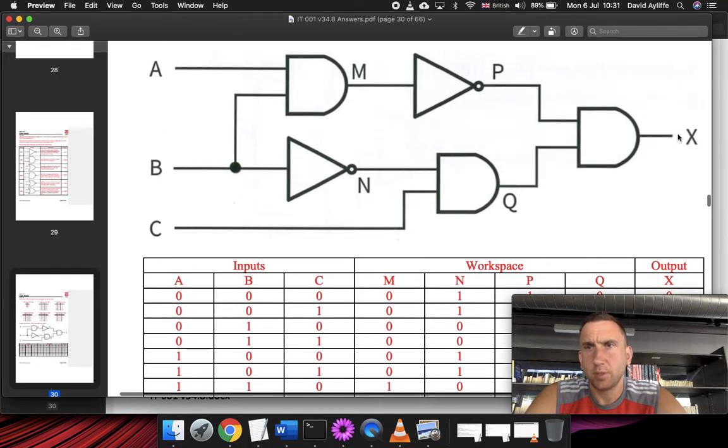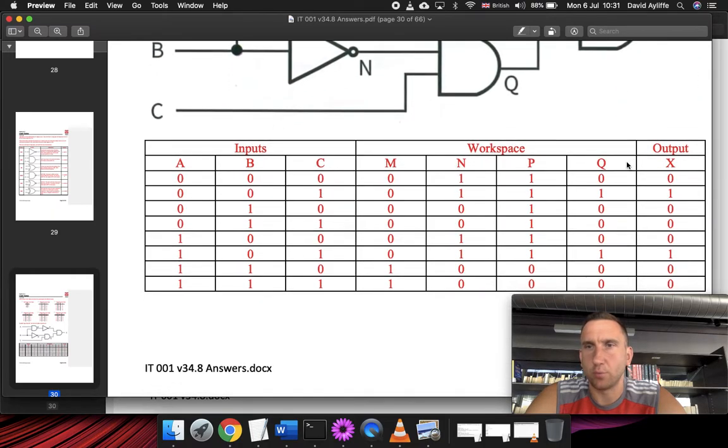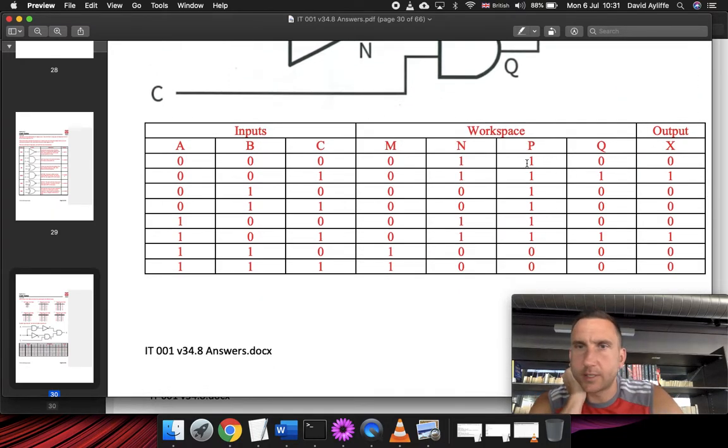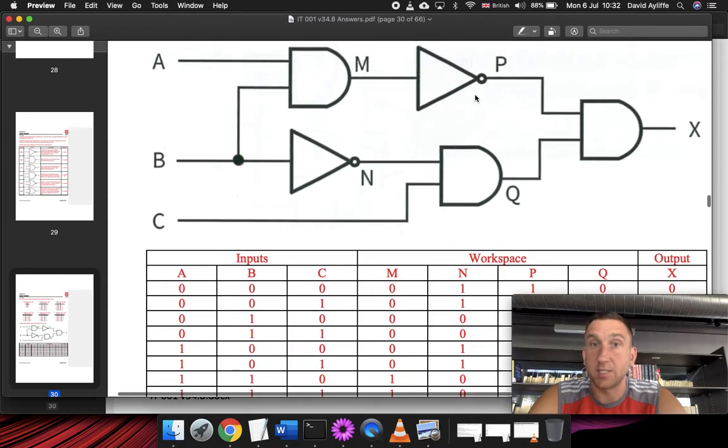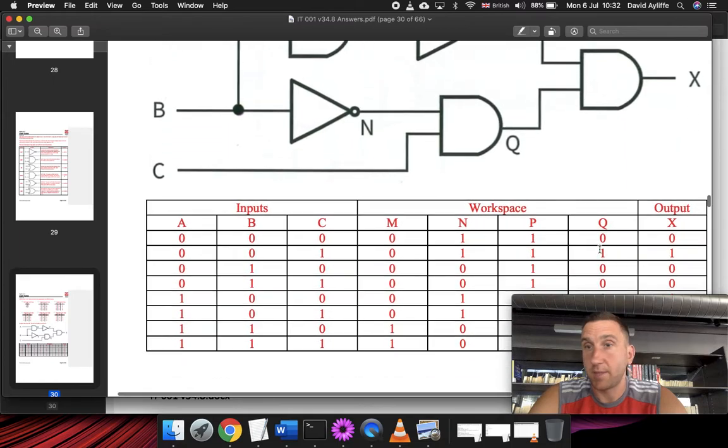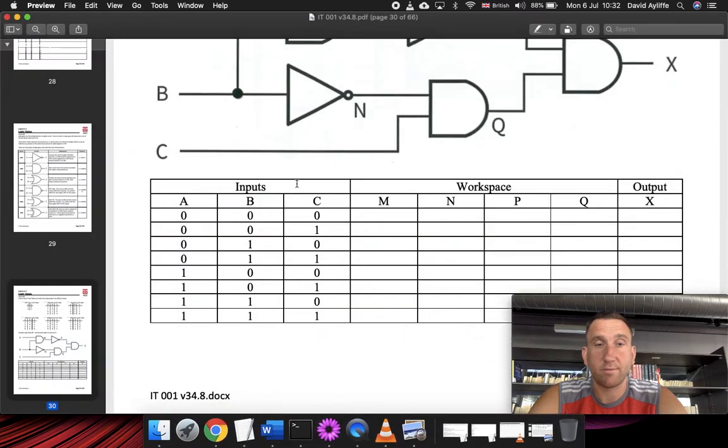So the output X is P and Q. Okay, so this is easy because they're side by side. So 1 and 0 is 0. 1 and 1 is 1. We have zeros here, so these are all zeros. 1 and 1 is 1. And these are zeros, so that's 0. So that's our output here. Okay, nice and straightforward, I think. If we approach it in a logical fashion, we use our workspace, we find out these intermediary values, then the output becomes quite straightforward.